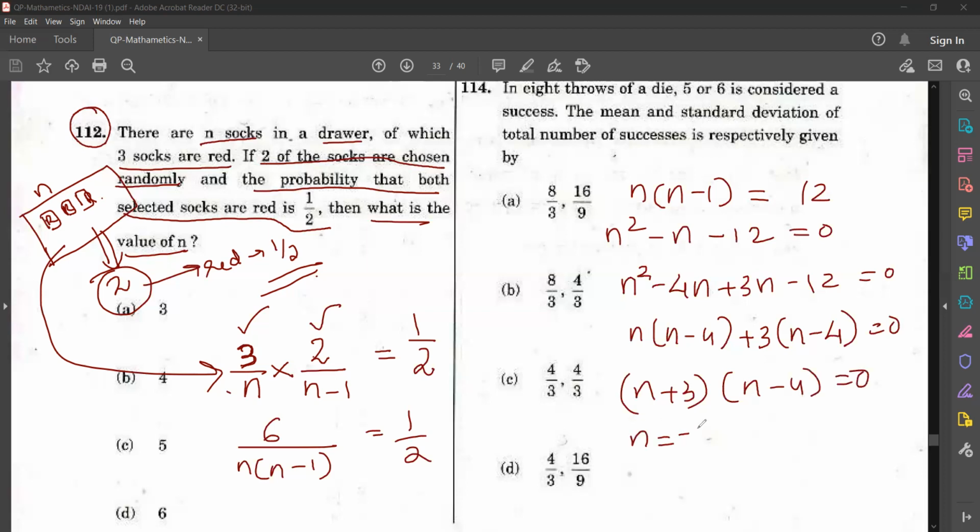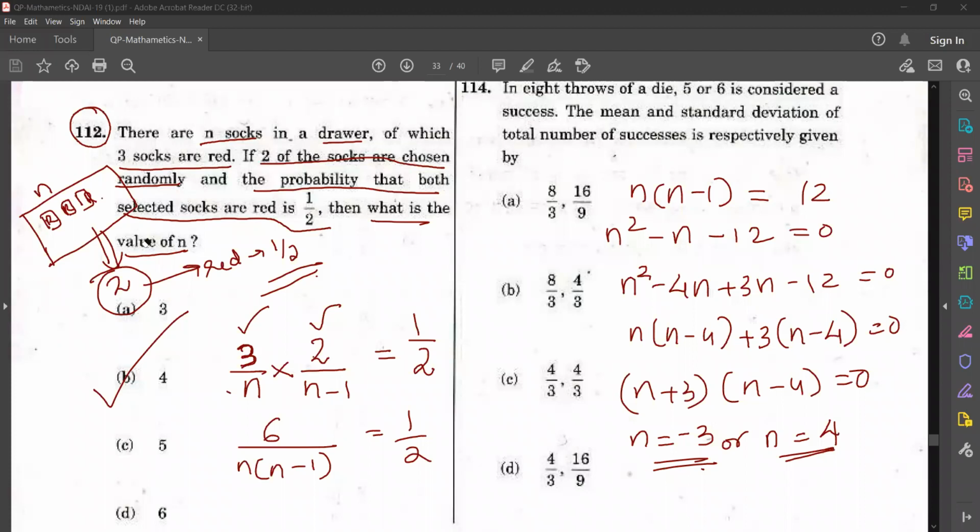So you get n is equal to minus 3 or n is equal to 4. Negative we cannot take because it is the number of socks, isn't it? So we have to choose the positive value, that is n is equal to 4. That is the correct answer. n is equal to 4. Okay, option B is the correct answer.